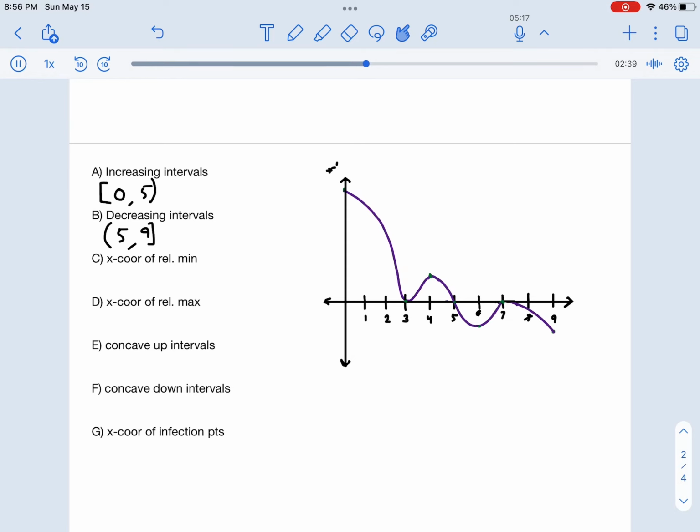For relative minimums, we just have to look for when f prime switches from negative to positive or at the endpoints. For this graph, the minimum is going to be the endpoints because f prime doesn't ever switch from negative to positive. So the relative minimums are at 0 and 9.